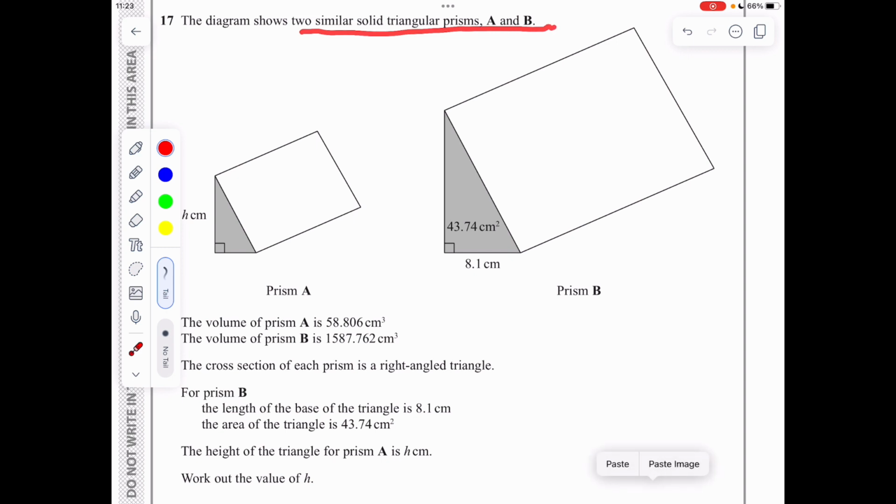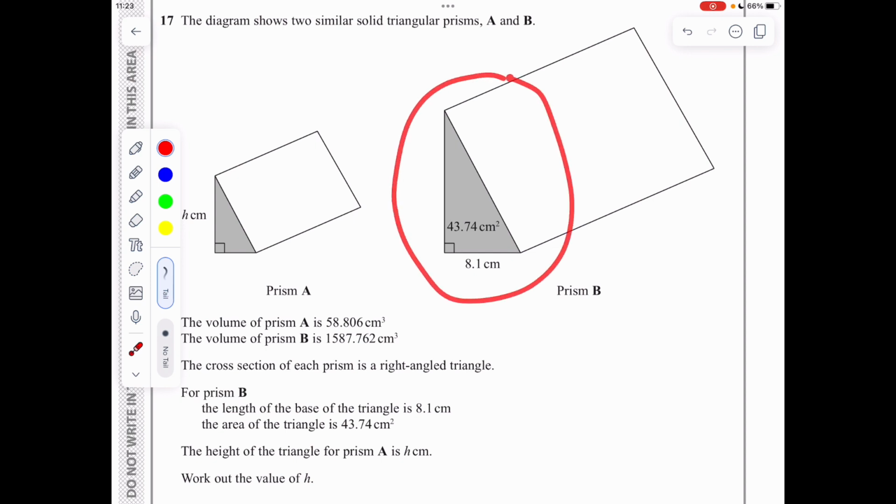In 17, we're given two similar solid triangular prisms, A and B. We know the volume for A and the volume for B. And for B, we are also told the length of the base of the triangle and the area of the triangle. We need to work out the height h of the prism A. I will start by focusing here on prism B.